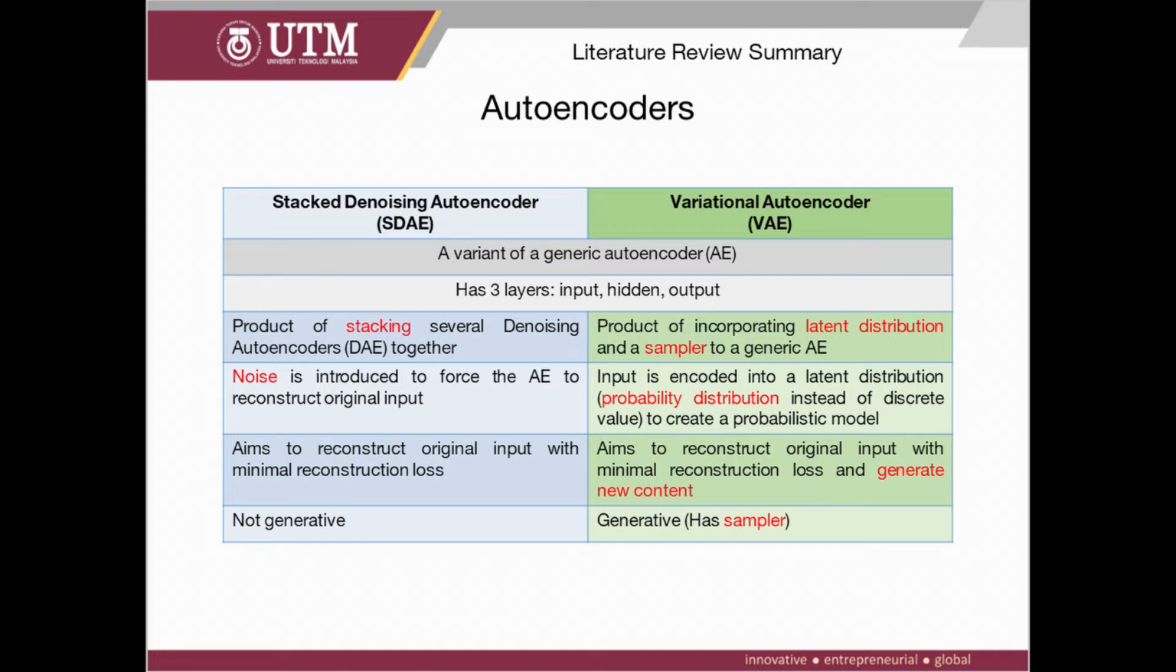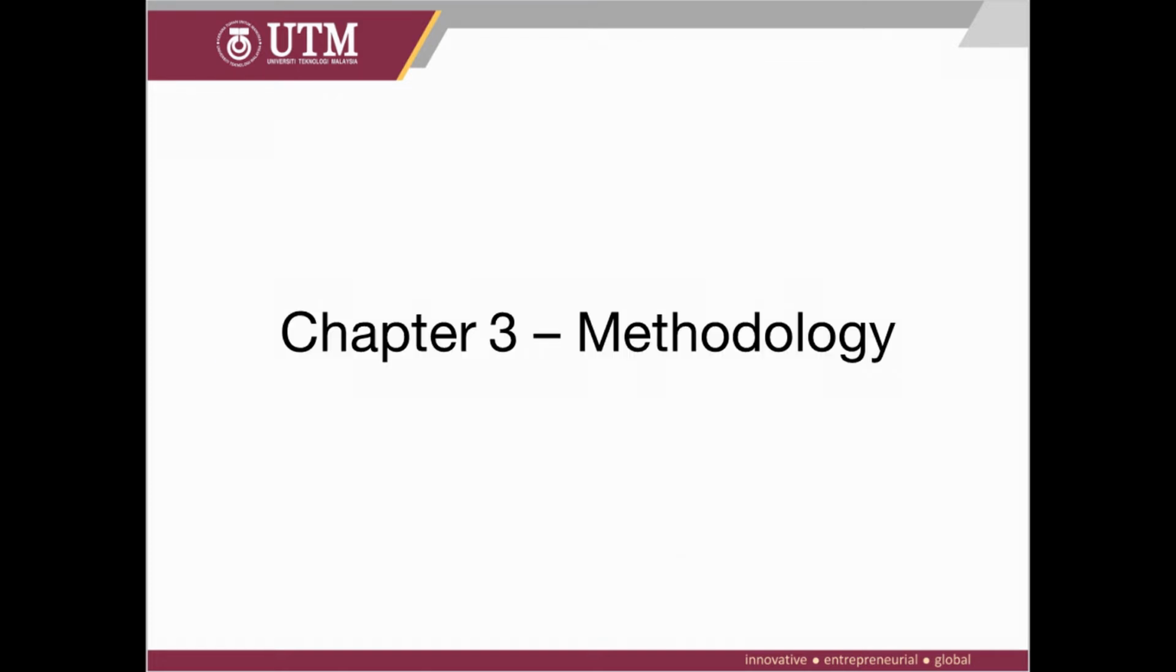VAE, on the other hand, uses latent distribution and a sampler to generate new data points. The data points are encoded into the latent distribution to create a probabilistic model. The sampler then creates new data points from the latent distribution with minimal reconstruction loss. Therefore, VAE is generative. This chapter covers the methodology used to conduct the experiment.